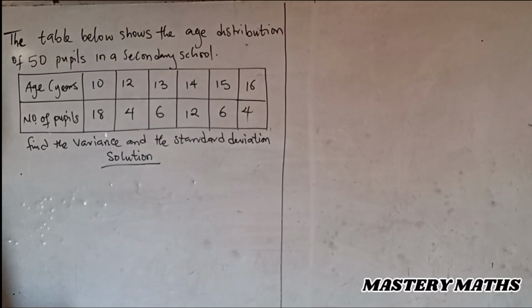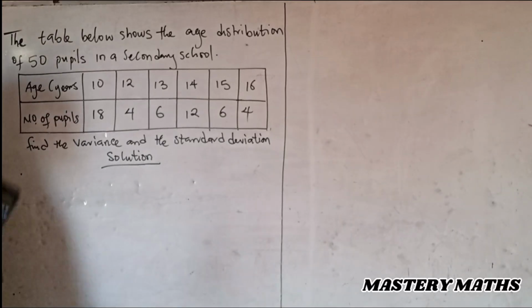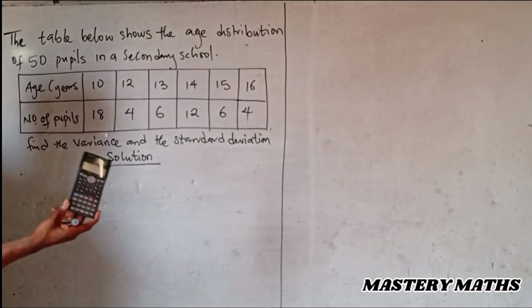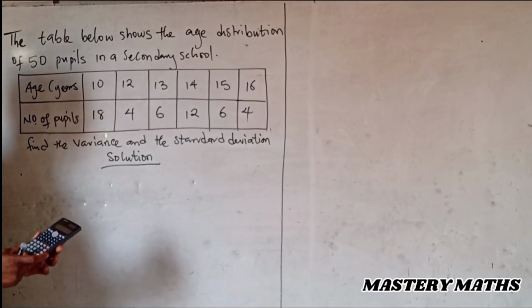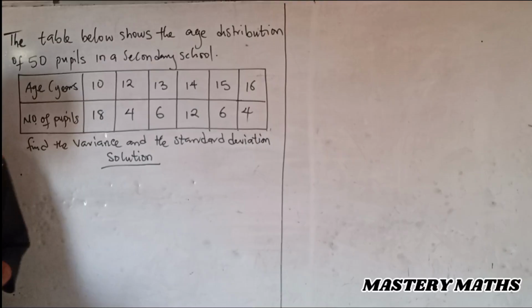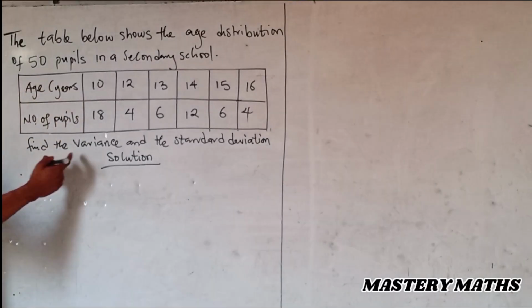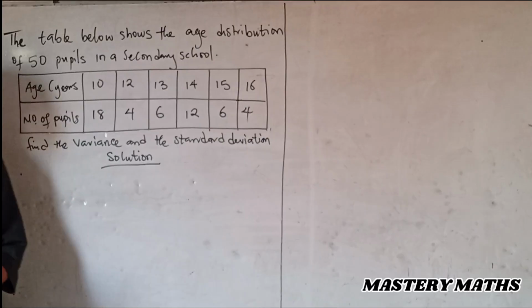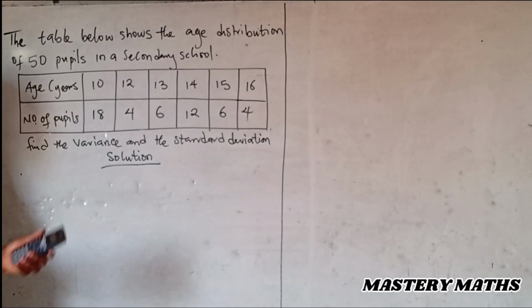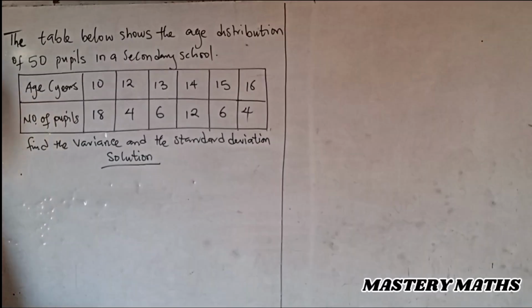Now, in this question, I came with my scientific calculator, as you can see. We want to find the variance. I'll be using the tabular method to solve this question on the board. Using the tabular method, how do I solve this?